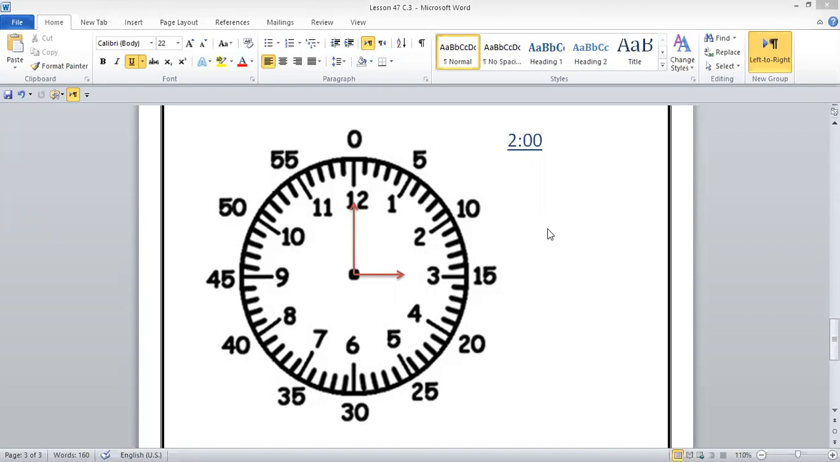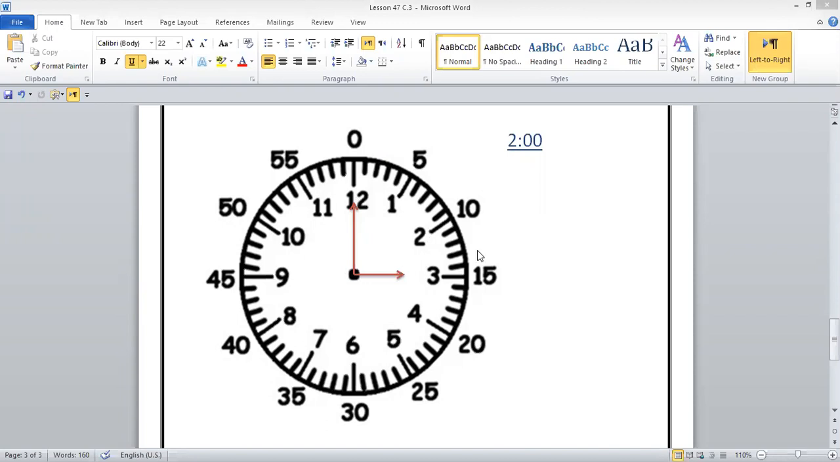And the next student is Abdul Rahim. What time is it? 12 o'clock. No. Look at this hand. This is the short hand, pointing at 12. This is the long hand. 3 o'clock. Very good.